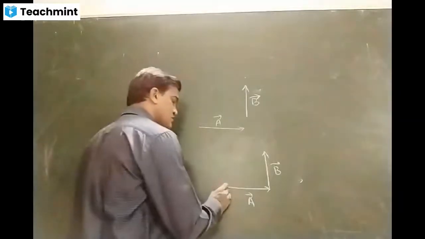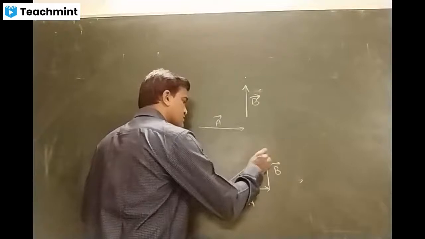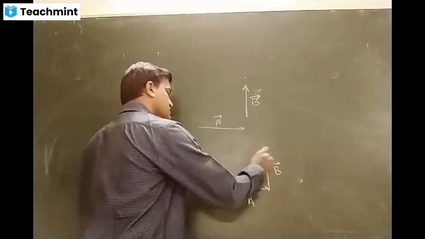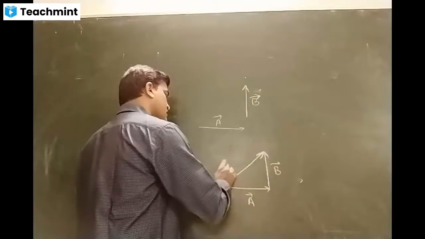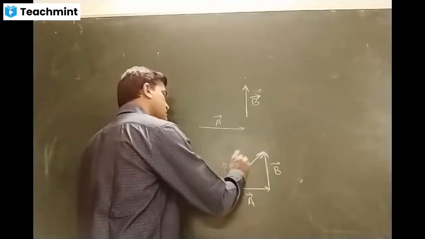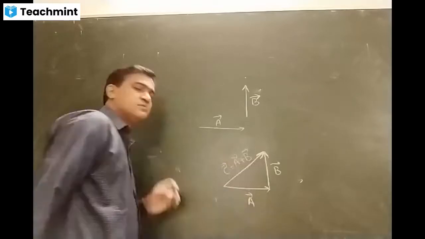That means this is the direction of resultant. Now this I will take as C bar. What is this C bar now? C bar is nothing but A bar plus B bar.